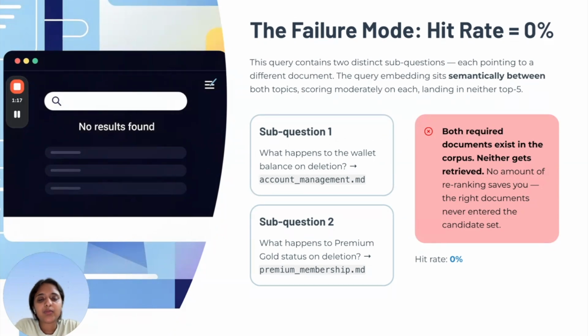When we run this query, neither the account management file nor the premium membership file would be fetched. So in total, our hit rate would be 0% because these documents don't exist in a single document inside the corpus. Even if we do re-ranking and try to move the chunk to a higher position, that wouldn't work in this case.